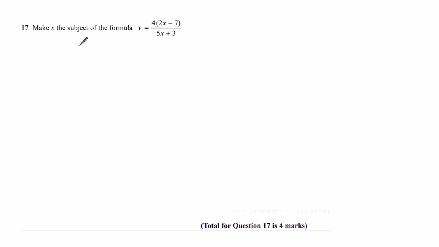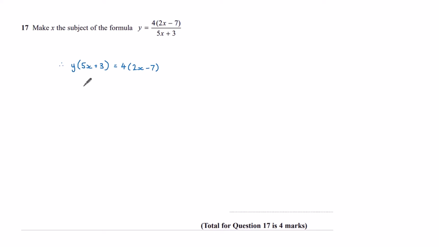Question 17, make x the subject of the formula y is equal to 4 lots of 2x minus 7 over 5x plus 3. And so my goal here is to get x on its own, typically on the left-hand side of this equation. So let's start by getting rid of this fraction by multiplying both sides by 5x plus 3. And so multiplying by 5x plus 3, on the left-hand side I've got y lots of 5x plus 3, and that's now equal, on the right-hand side, I just have my 4 lots of 2x minus 7.